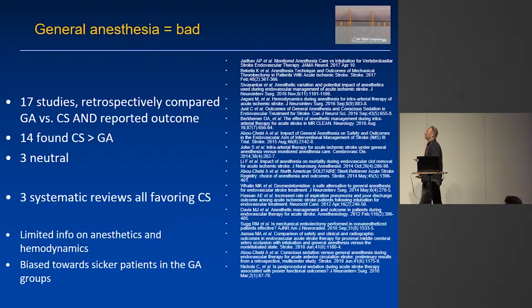But the main problem with a lot of these papers is that they reported only very limited information on the anesthetics, the type of anesthetics used, and also on the hemodynamics. Basic blood pressure measurements were absent in most of them. And then the overall problem is that in all of these papers there was a large bias, because there was a tendency that the patients who were most sick ended up in the GA group. So that's a problem with retrospective analysis.